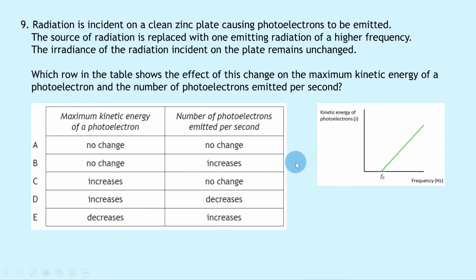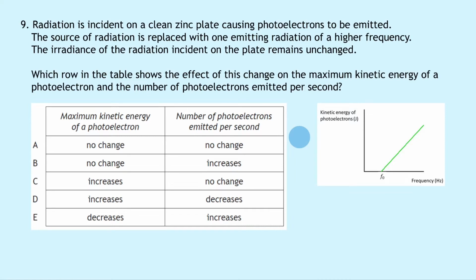Now you might be tempted to think back to the theory where we said that if frequency increases, that's going to cause the maximum kinetic energy of the photoelectron to increase, which in turn is going to cause the maximum speed of a photoelectron to increase, and it's going to cause no effect or no change to the number of photoelectrons emitted per second, or the photoelectric current. However, that was the case for when you're only talking about increasing the frequency.